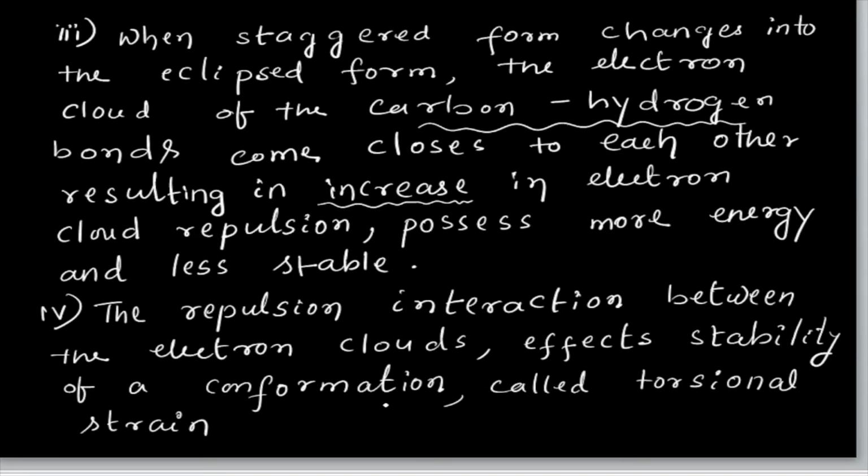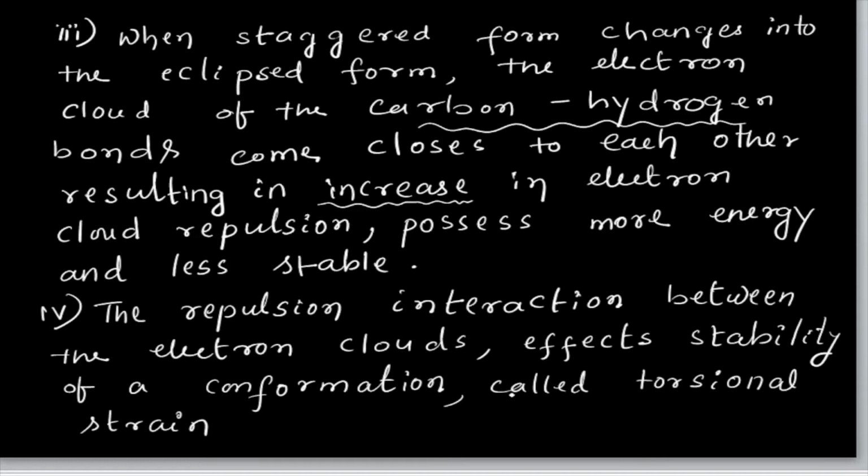So, you can compare staggered form and eclipsed form. In eclipsed form, the electron clouds of the carbon-hydrogen bonds come close to each other. That results in more repulsive force, so it is less stable, with more energy. The repulsion interaction between the electron clouds that affects the stability of the conformation is called torsional strain.